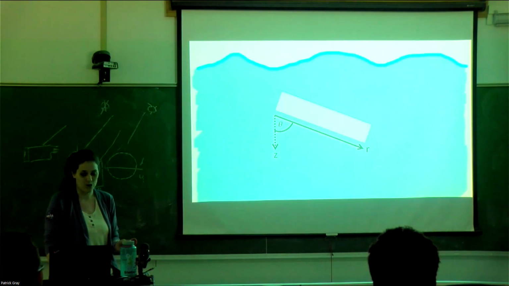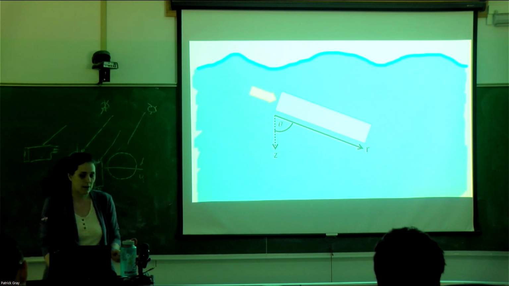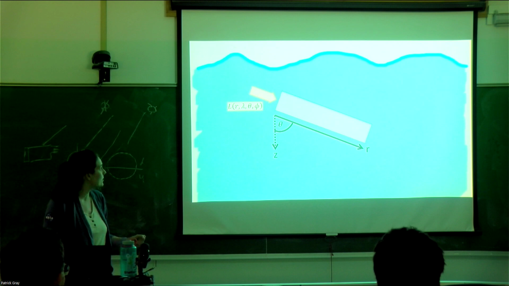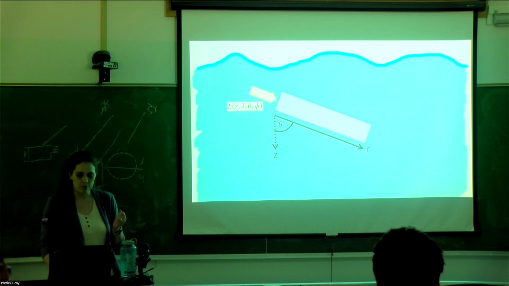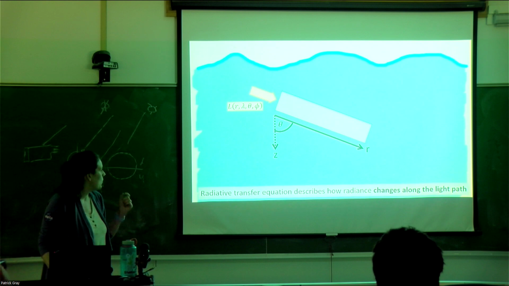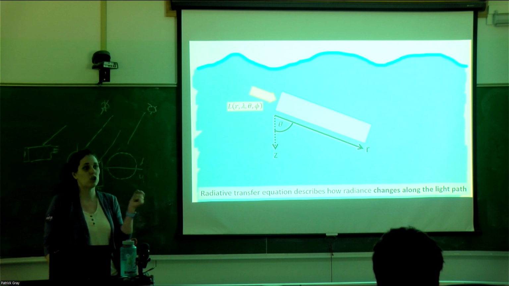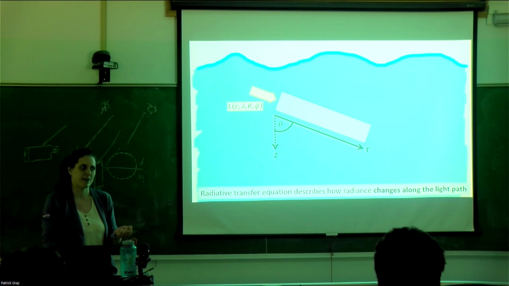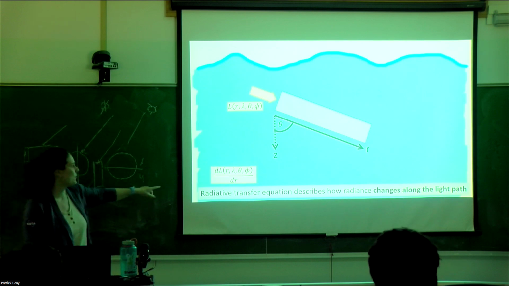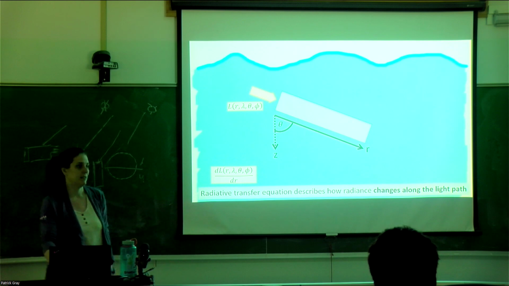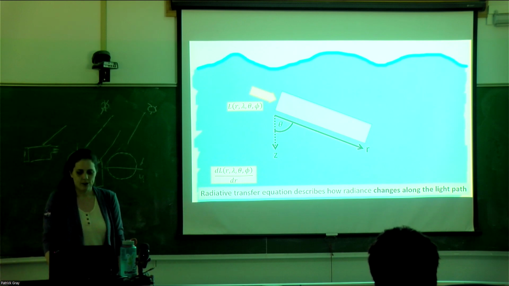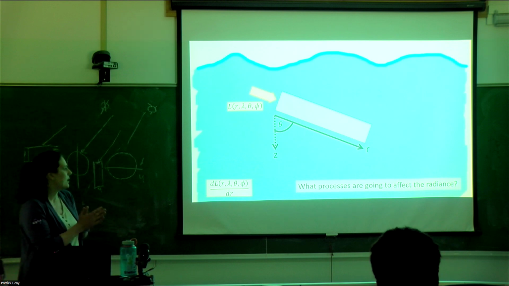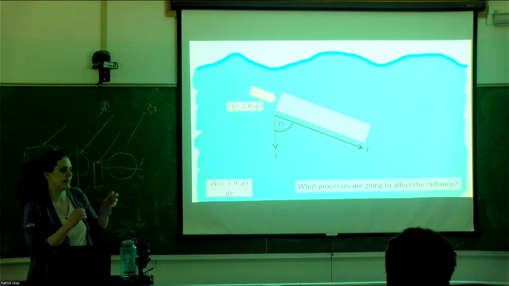So we're just going to go. So we have our light beam, and it has some radiance, and we're going to be thinking about how this radiance changes along the light path. So if we're talking about change in a mathematical sense, how would you describe that mathematically? Using derivatives. Exactly. And so we're talking about the change in radiance along our path r. So change with respect to the path.